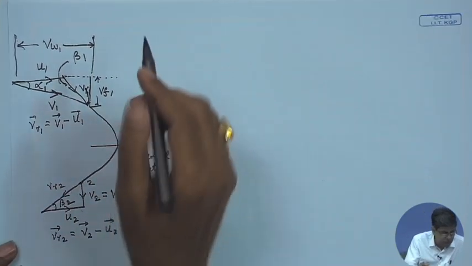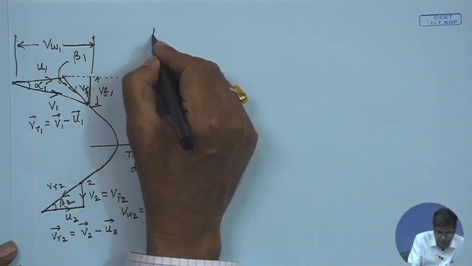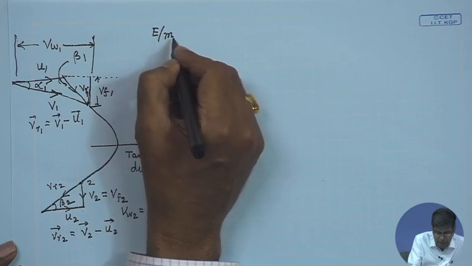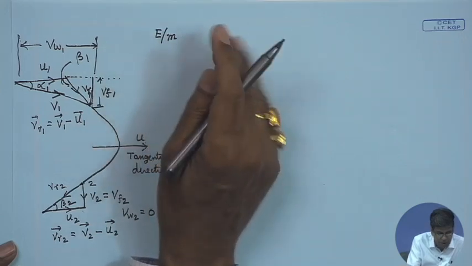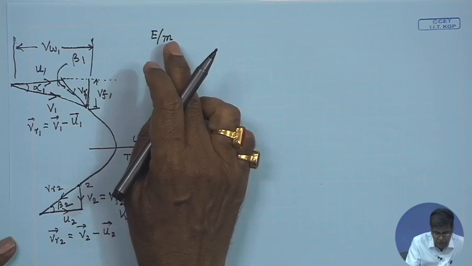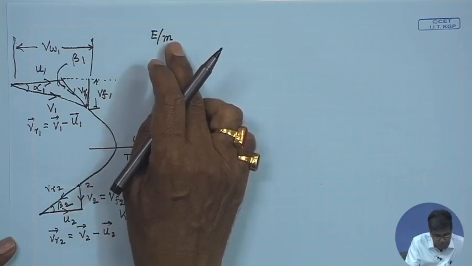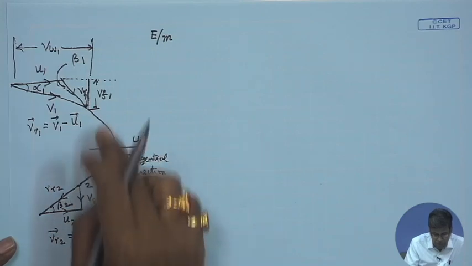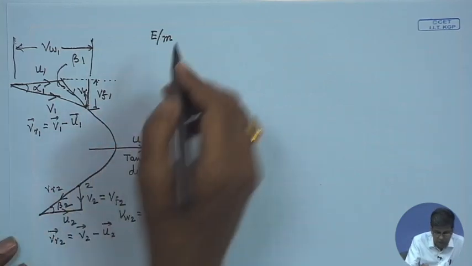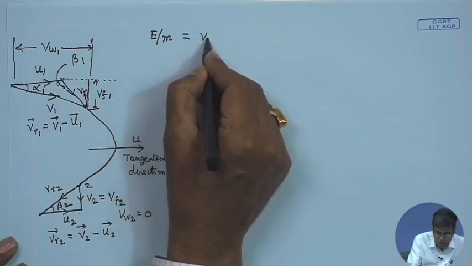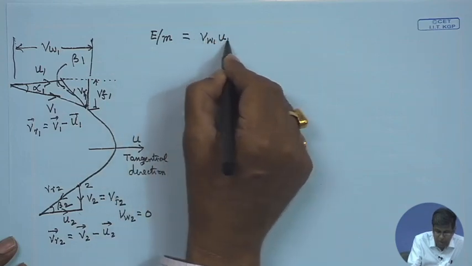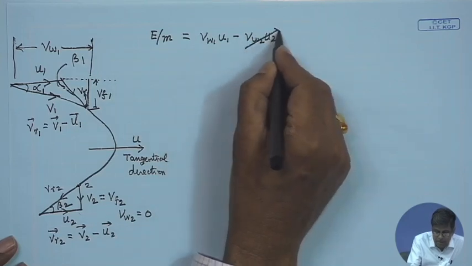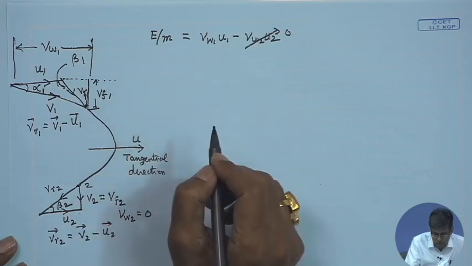Now, let us find out the value of energy per unit mass, not head. Head is energy per unit weight, and unnecessarily I am not using g. So, the energy per unit mass that is being delivered to this runner by the fluid as it passes through it is given by the Euler turbine equation, Vw1 U1 minus Vw2 U2. Since in this case Vw2 is 0, this becomes Vw1 U1.